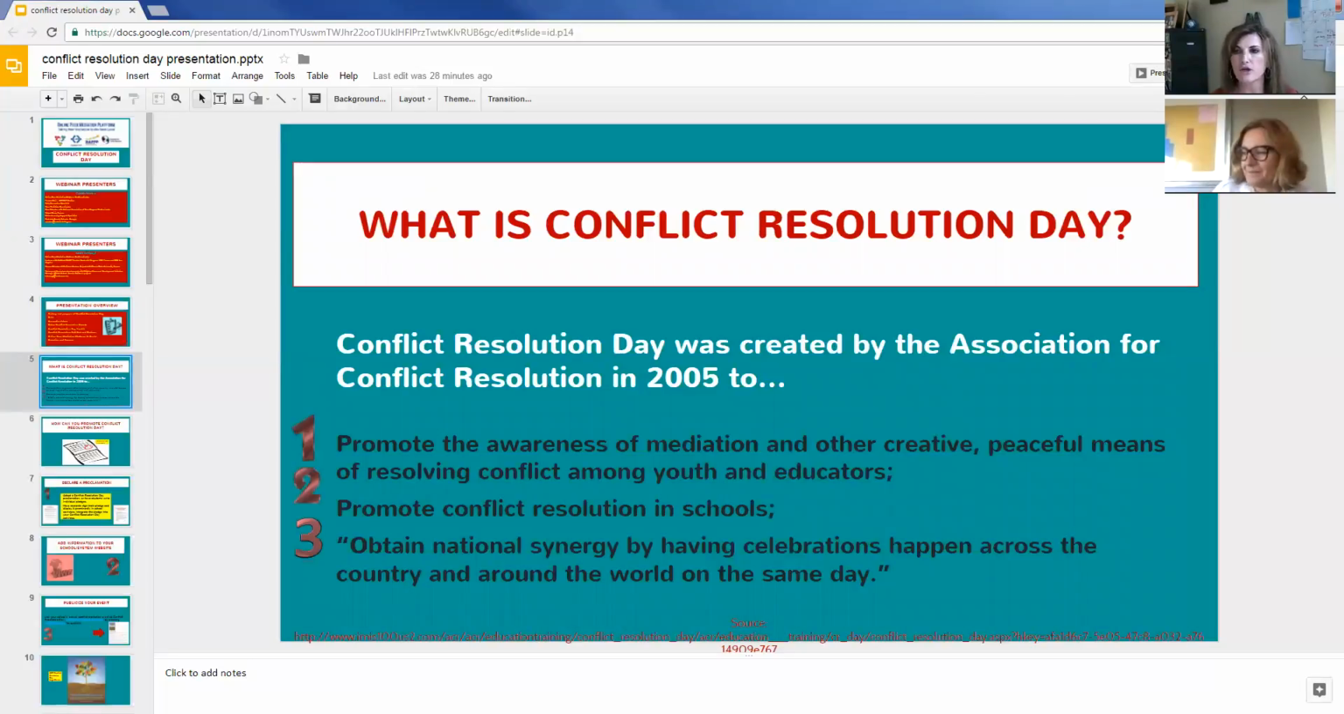It was created in 2005 by the Association for Conflict Resolution to do 3 things. Number 1, to promote the awareness of mediation and other types of creative, peaceful means of resolving conflict among youth and educators, if we're talking specifically about schools, but also in the workplace and organizations. Number 2, to promote conflict resolution in schools, businesses and organizations in the workplace, and to really just synergize by having celebrations that will happen all over the world. So not only are we doing this here in the United States, but there are other countries that are also promoting their programs and talking about conflict resolution, which is really exciting.